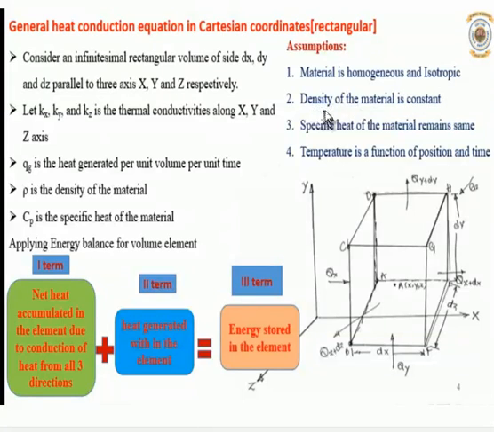Second, the density of the material is constant. Third, the specific heat of the material remains the same, that is, the Cp value of the element is the same. Temperature is a function of position and time. These are the assumptions made while deriving this general heat conduction equation.